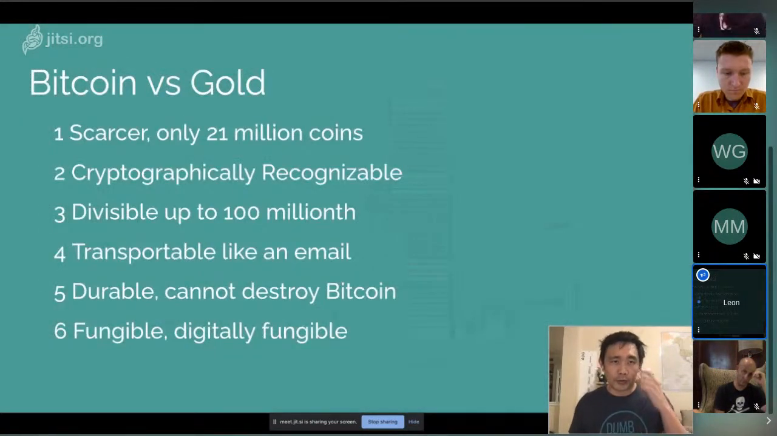And quickly, Bitcoin versus gold: Bitcoin is scarcer, only 21 million, cryptographically recognizable, divisible up to 100 million, so 8 decimal points in one Bitcoin. It's transportable like an email, durable, you can't destroy a Bitcoin. You can lose access to a Bitcoin, however, and it's digitally fungible.